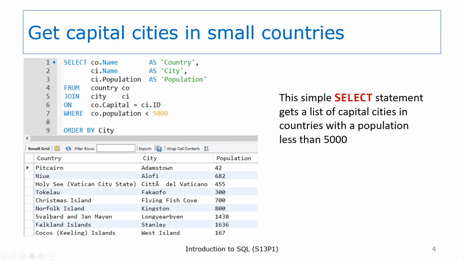Here is another simple query. This select is over the country table. It selects countries where the population of the country is less than 5,000. In this select, there is a join to the city table. The country table contains the ID in the city table for the country's capital city. So what you're seeing here are the country names, the capital city names, and the country populations. As on the previous slide, the results are displayed in order of the city name.